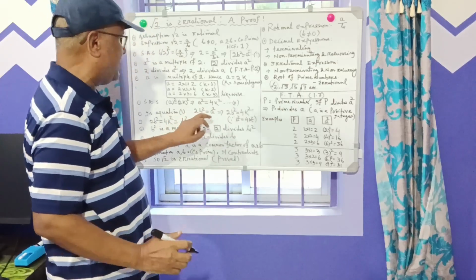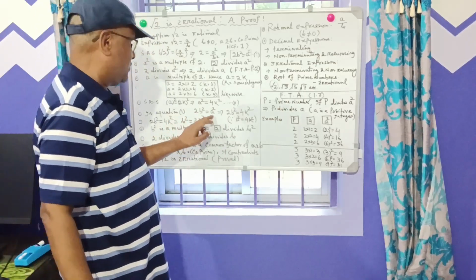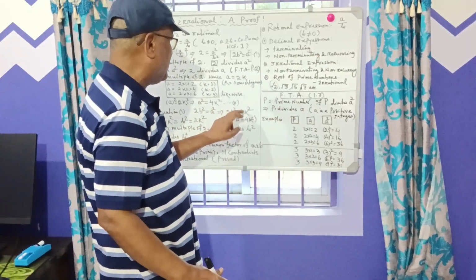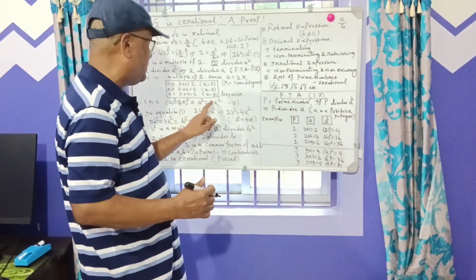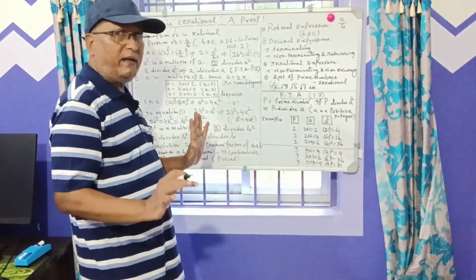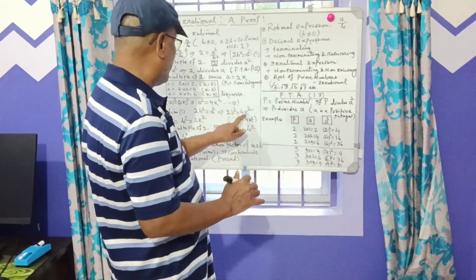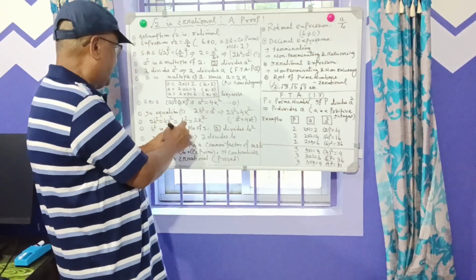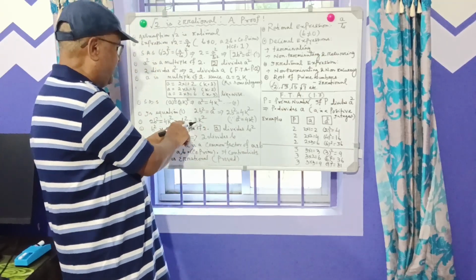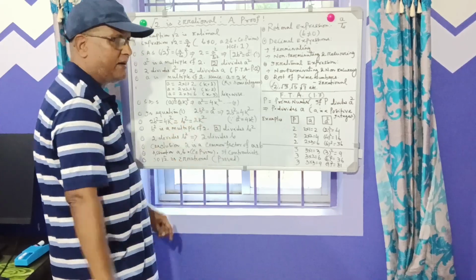So 2b square is equal to a square. So we can write 2b square is equal to 4k square. Why? Because we got here a square is equal to 4k square. Okay, so 2b square is equal to 4k square. By simplifying, or cancelling, we get b square is equal to 2k square.